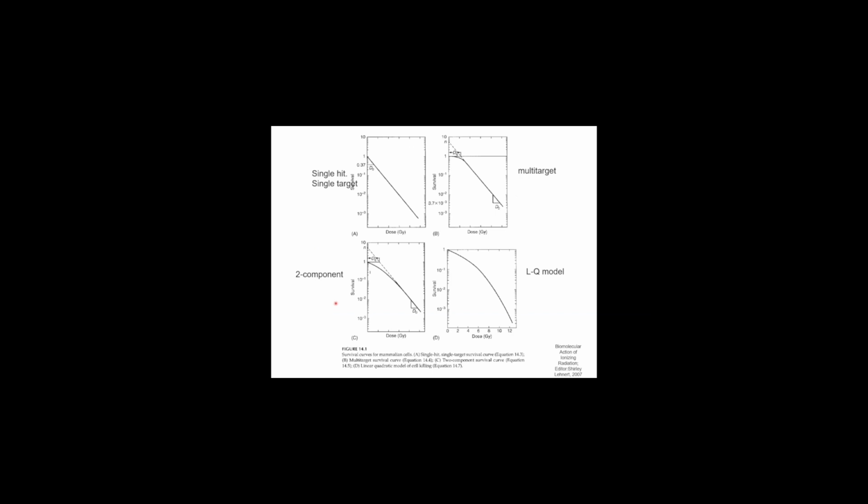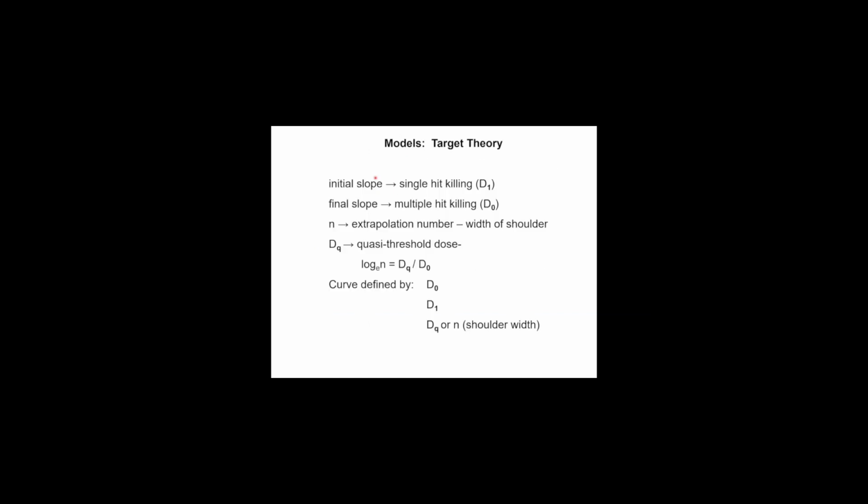So that's the single hit, single target kinetics. Here are some examples: single hit, single target, multi-target, linear quadratic model, 2-component. The linear quadratic looks more like the multi-target, but the single hit, single target, this is what this looks like. This is what they're referring to when they have single hit kinetics, and it is exclusively in those 3 situations I just described.